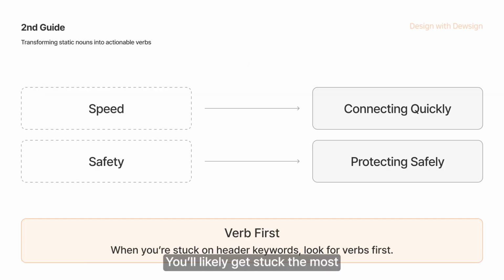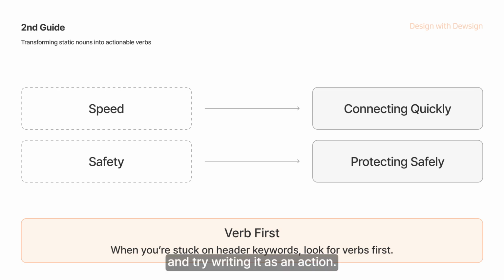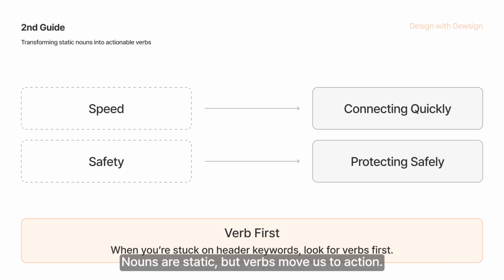You'll likely get stuck the most when trying to find header keywords after grouping. When that happens, think of verbs instead of nouns. Ask yourself, how do we want our users to act? And try writing it as an action. The moment you use verbs, it becomes much faster to apply the context, tool, goal formula. Nouns are static, but verbs move us to action.